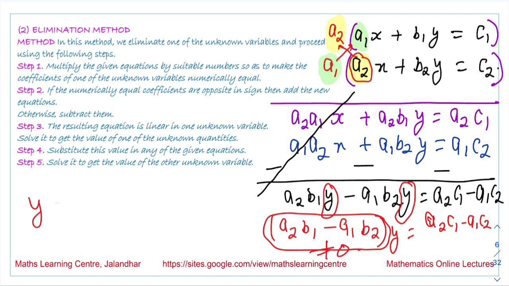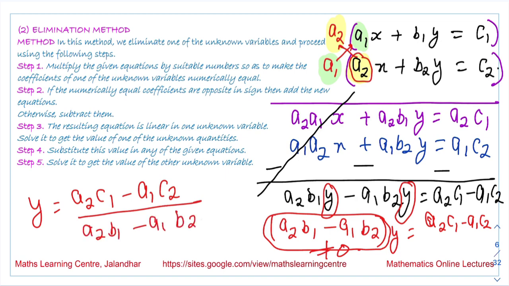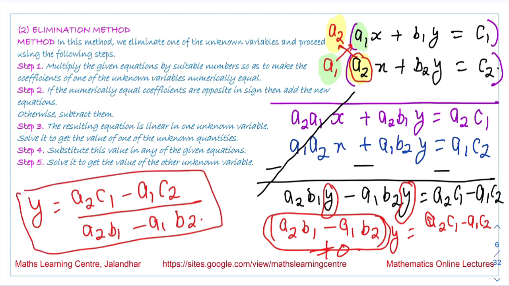you get the value of y is equal to a2c1 minus a1c2 over a2b1 minus a1b2. So this is the value of y that we have obtained. We can substitute this value of y in any of these equations, and we can find the value of x. So this is our procedure. This is called the elimination method.